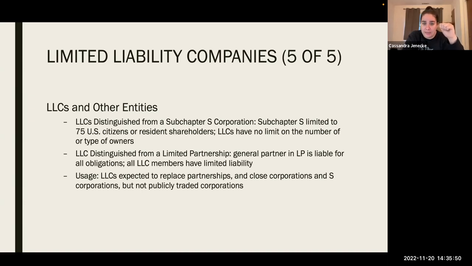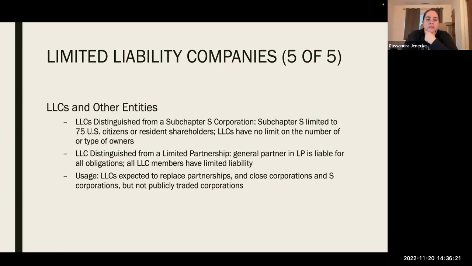They have to be U.S. citizens or resident aliens. Contrarily, with LLCs, you have no limit on the number of members and no requirement that they be a certain type of person or have a certain type of legal designation. LLCs and limited partnerships, right? General partnerships and an LP or a GP, they're going to be liable for all their obligations personally and professionally, whereas all LLC members have limited liability. So that's like the bonus of an LLC.